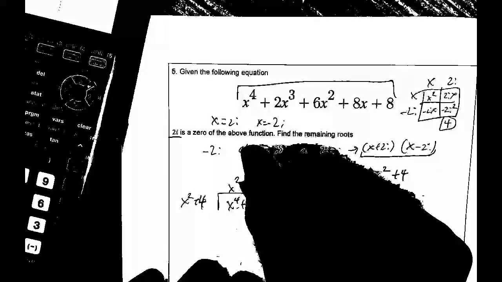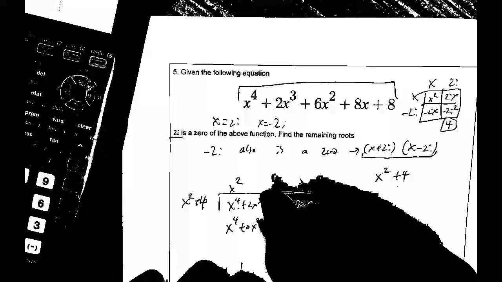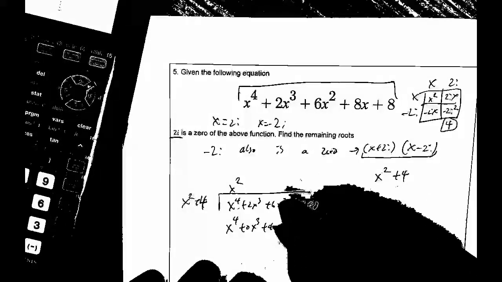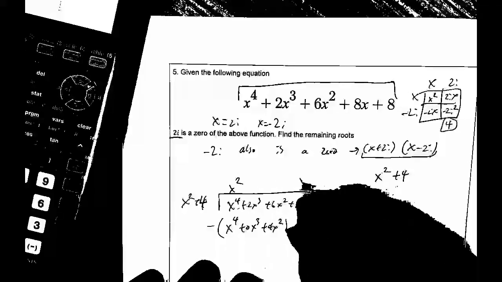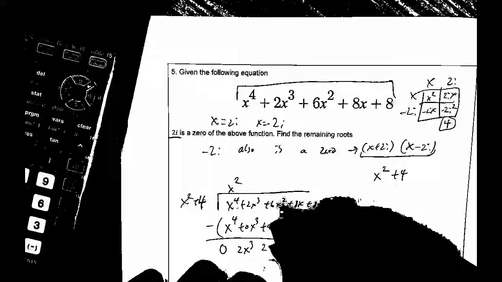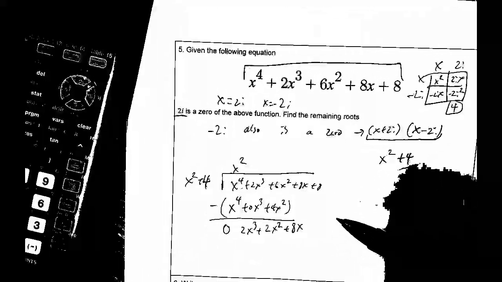So it's going to be x squared here, x to the 4th, we're going to put a 0x to the 3rd because there's nothing there, plus 4x squared. We're going to subtract all of that. We're going to get 0 here, we're going to get 2x to the 3rd here, we get 2x squared here, and we'll bring that down at 8x. Okay.